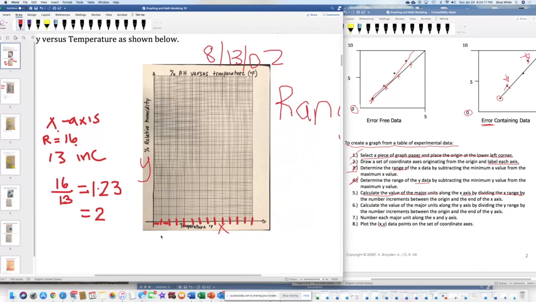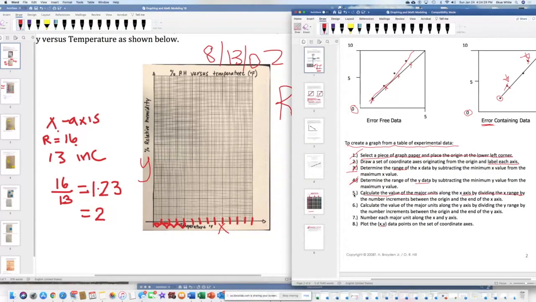So we can use 2. That means the space from here to here is 2, from here to here is 2, 2, 2, four. Okay? So now we did that. So we did this one here, over here. This is done. I like to check things off. Oh, sorry. X is done.